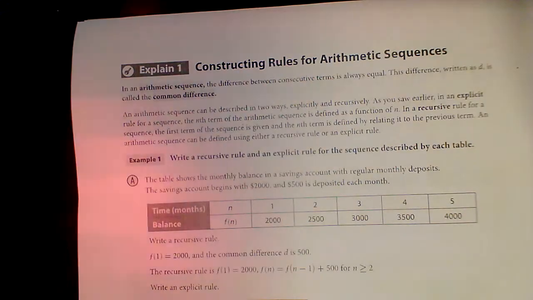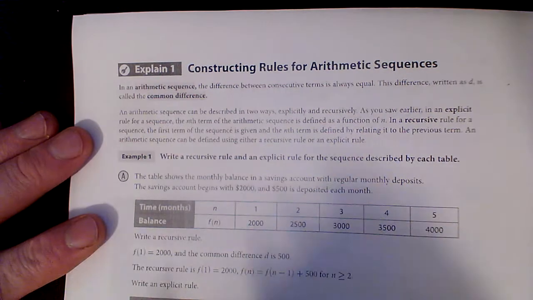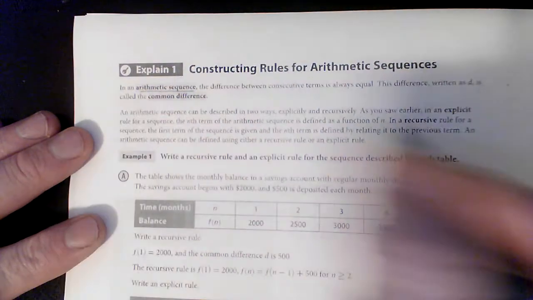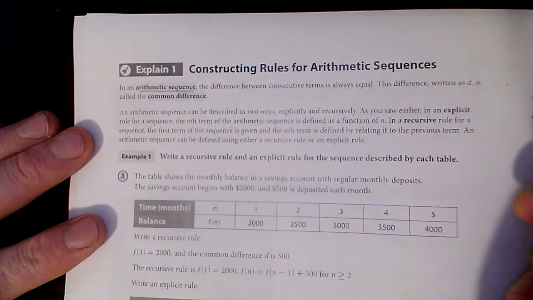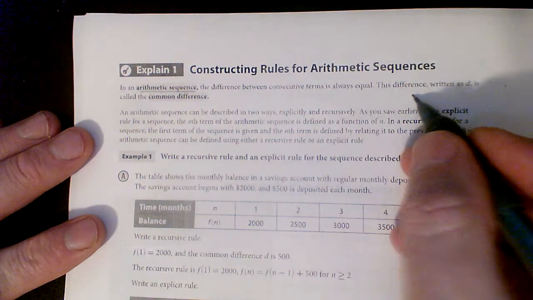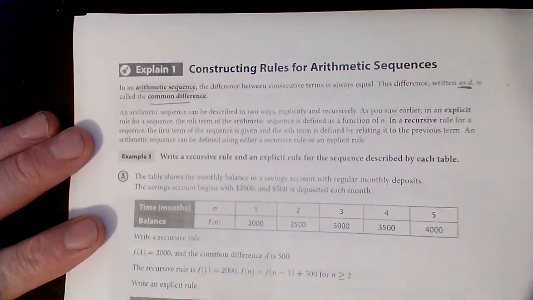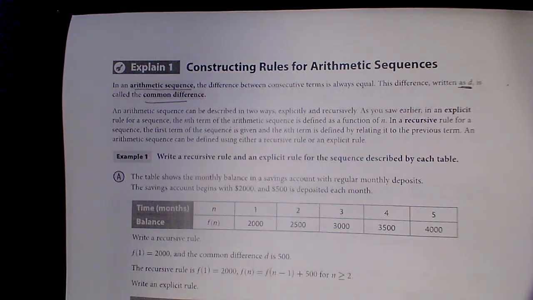Alright, we are going to do something that you have never done before. This is going to be a new thing. We're going to write an arithmetic sequence, which is just a start and a rule, right? It tells you the difference between consecutive terms is always the same, written as D, and is called a common difference.